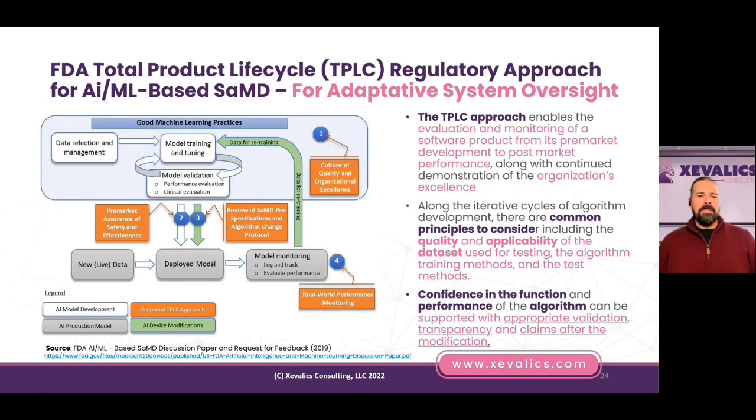So this is a graphical representation of what this new approach looks like, right? The total product lifecycle approach is the evaluation and monitoring of software and products from premarket development to post-market performance, along with continued demonstration of organizational excellence. Along with the iterative cycle of algorithm development, there are common principles to consider, including the quality and applicability of the data set used for testing, the algorithm training methods, and the test method.